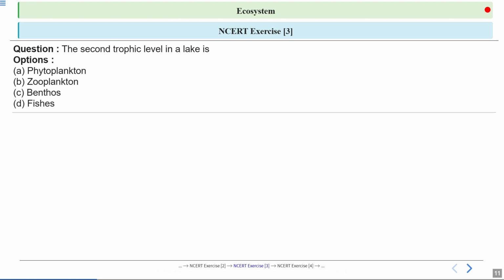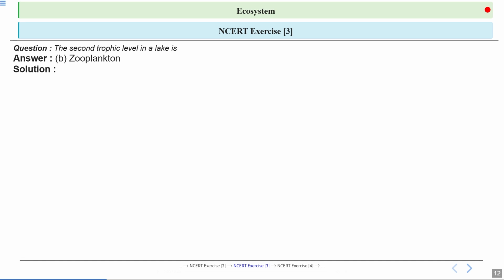Next question, the second trophic level in a lake is. Okay, so lake is an aquatic ecosystem. Now, what are the options? Phytoplankton, zooplankton, benthos, and fishes. What will be the correct answer? So option number B, zooplankton is the correct answer. Let's have a look at the explanation.